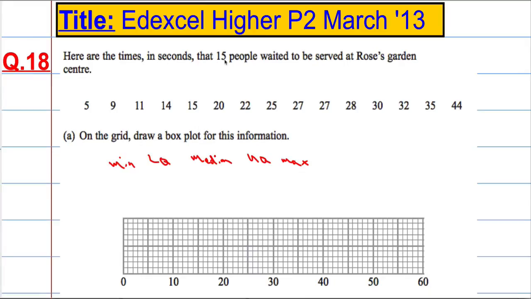Okay, 15 people. So where's the median? The median should be right bang smack in the middle. Now, if there's 15 people, if I choose person number 8, that means I've got 7 to the left and 7 to the right, which means the 8th value must be in the middle. So 1, 2, 3, 4, 5, 6, 7, 8. That's our median.